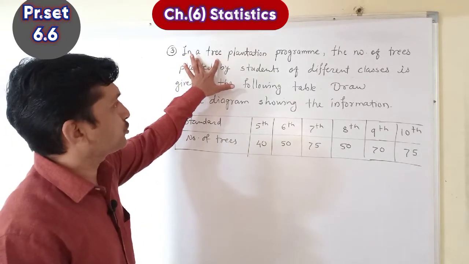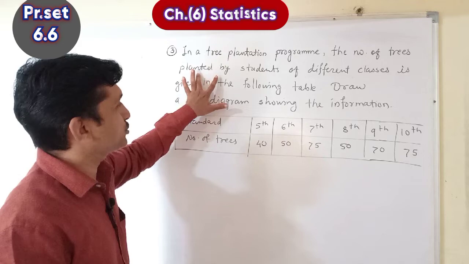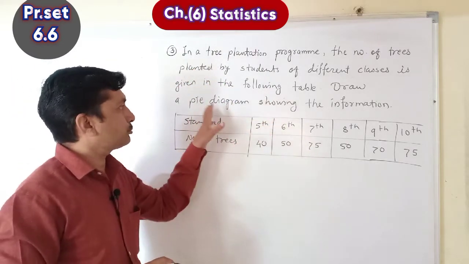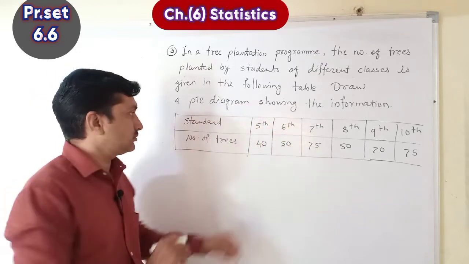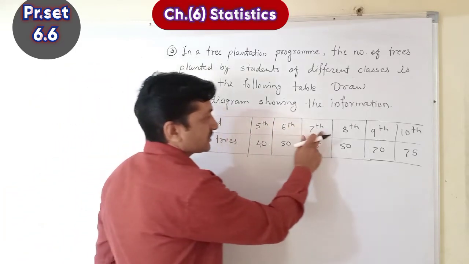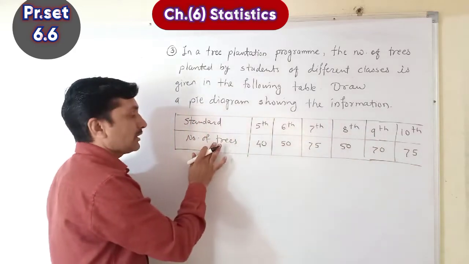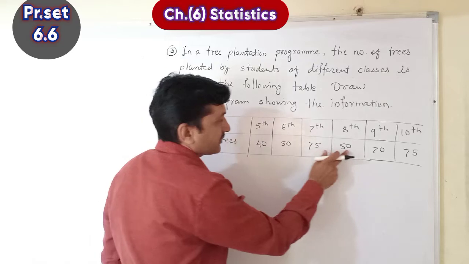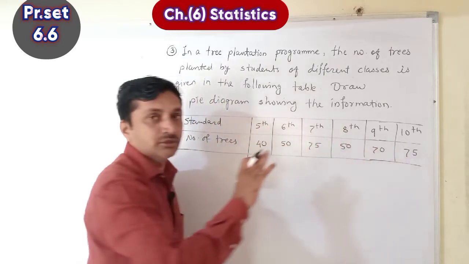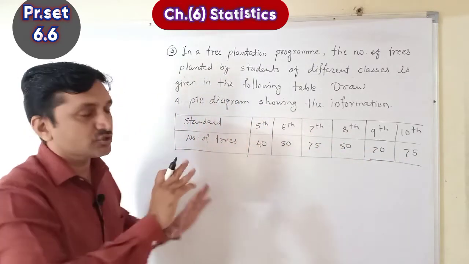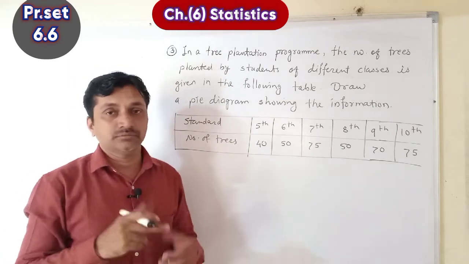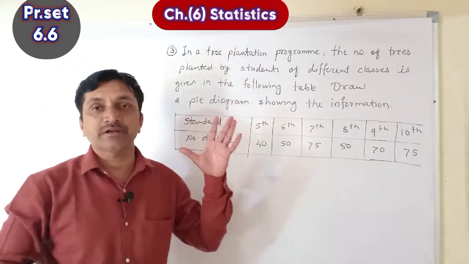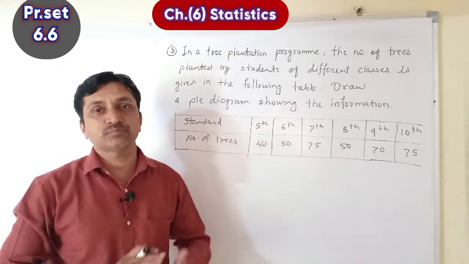In a tree plantation program, the number of trees planted by students of different classes is given. In the following table, draw pie diagram showing the information. Now here standards are given 5, 6, 7, 8, 9, 10. These are standards, and number of trees planted by these classes are 40, 50, 75, 50, 70, 75. We have to show this information by pie diagram. But as you know that before drawing pie diagram we have to draw table. We have to find measures of central angle. Then only it is possible.